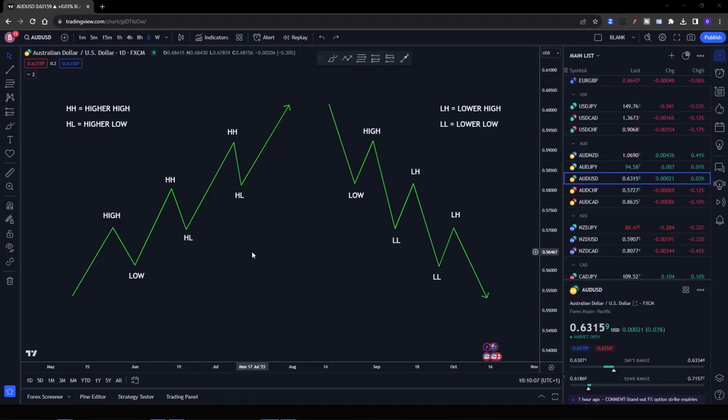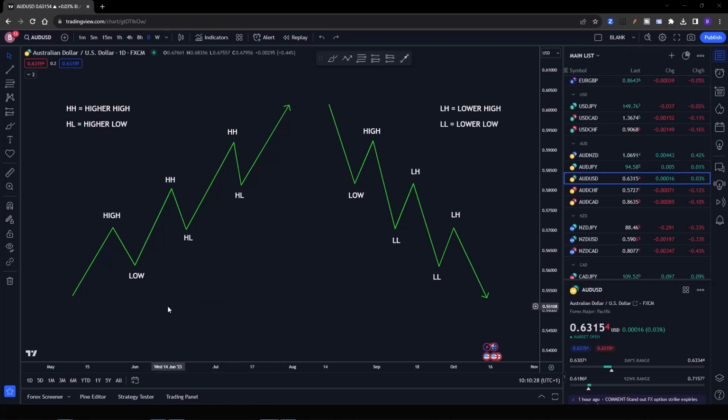Okay, so market structure is a very complex topic, and I could probably make an entire course just about market structure. So the purpose of this lesson is not to teach you everything about market structure, that would be impossible. But what I will do is teach you the basics and the things that you actually really need to know. So when a market moves, it forms particular patterns.